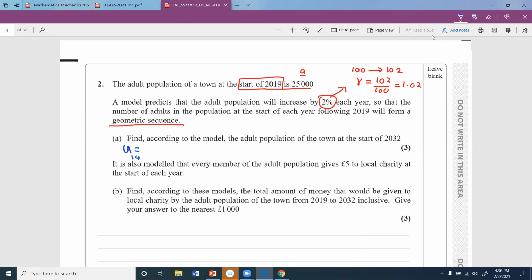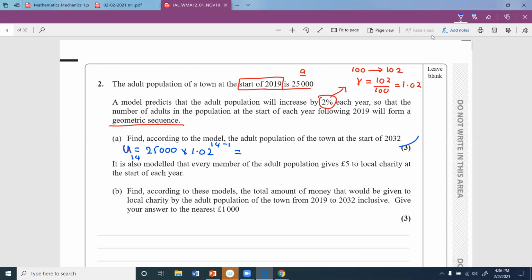You can say the start of 2019 is the first term. Up to this much, there should be 14 terms. So you can say ar to the power n minus 1. A is how much initially? 25,000. R is 1.02, to the power n minus 1, so 14 minus 1 would be the answer for this.